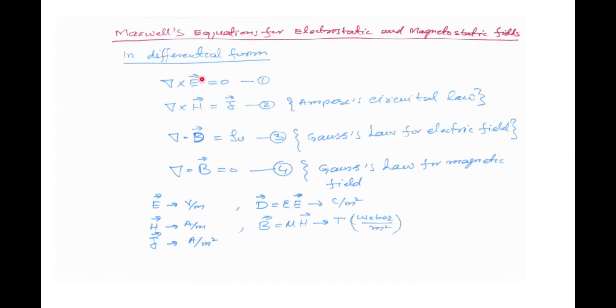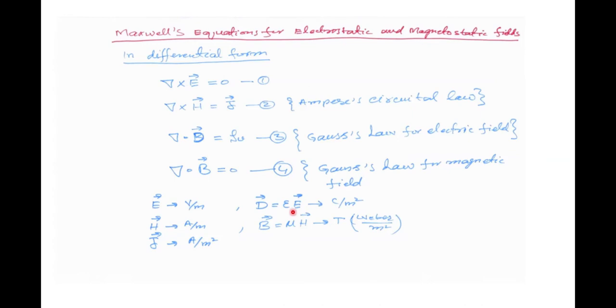E is measured in volt per meter. H, magnetic field intensity, is measured in ampere per meter. J is current density. It may be impressed current density, that is applied current density, or convection current density, or conduction current density. The unit of current density is ampere per square meter.